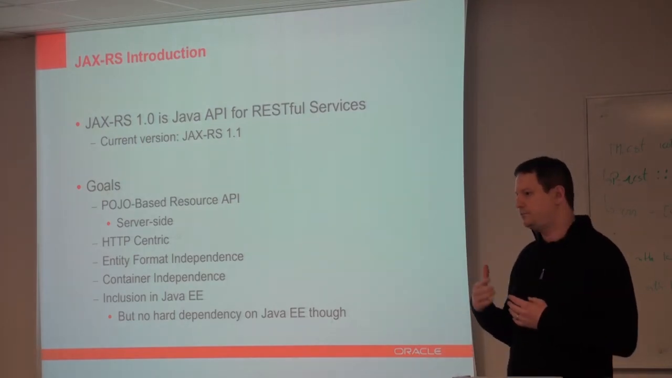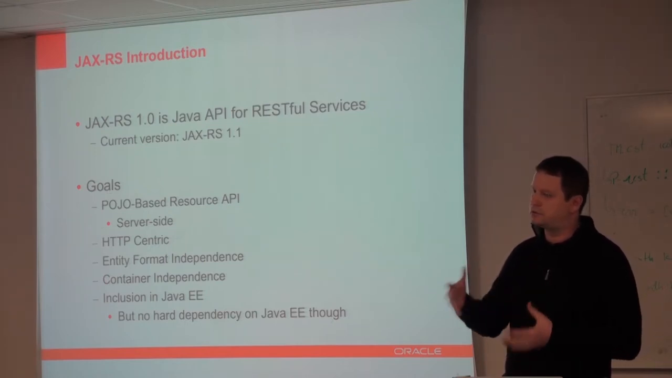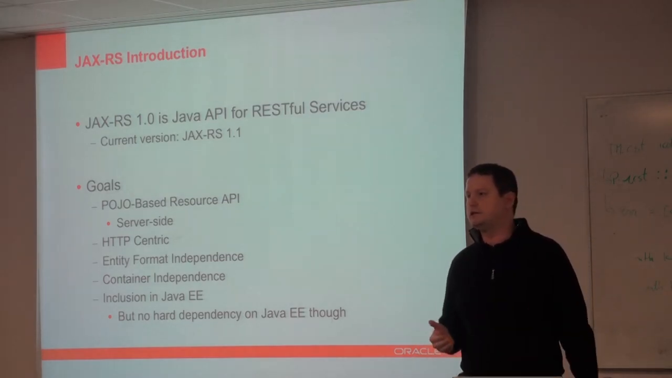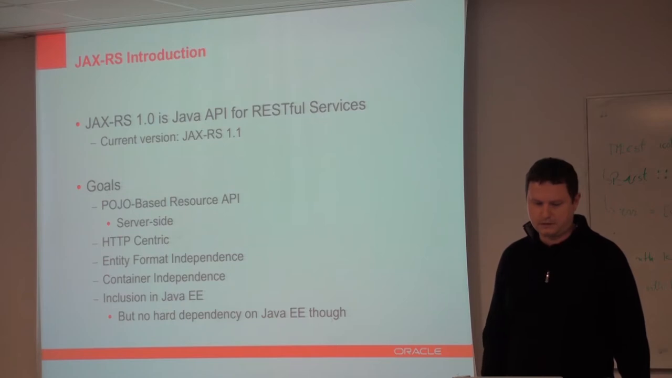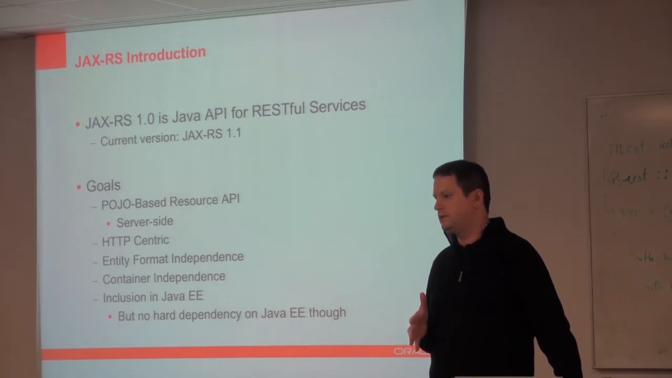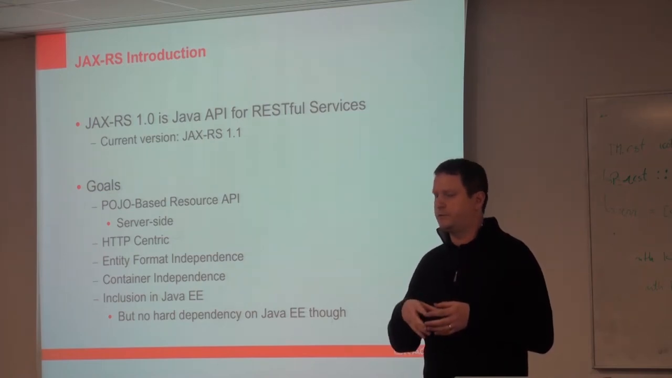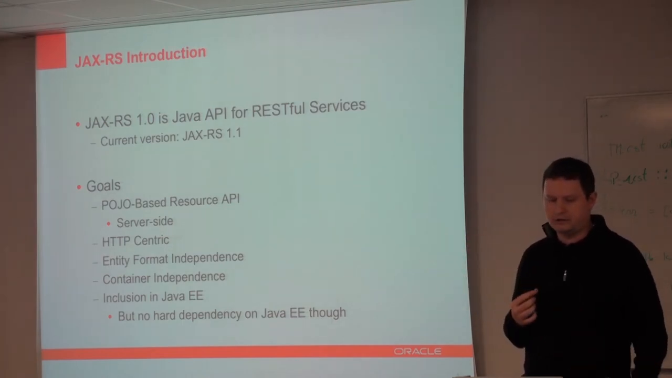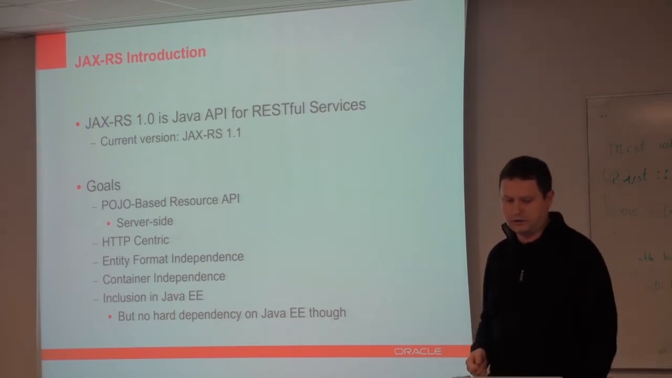The API took the HTTP interface as the one that it would focus on, so it would provide a more HTTP-centric way of working with REST. And by the way, 99% of RESTful applications are written in HTTP, so it made a lot of sense. Also, the main focus was to not be dependent on any kind of format, so not to bind the format of the representation to the resource, and how things are marshaled and unmarshaled, as well as the ultimate goal was to include it in Java EE.